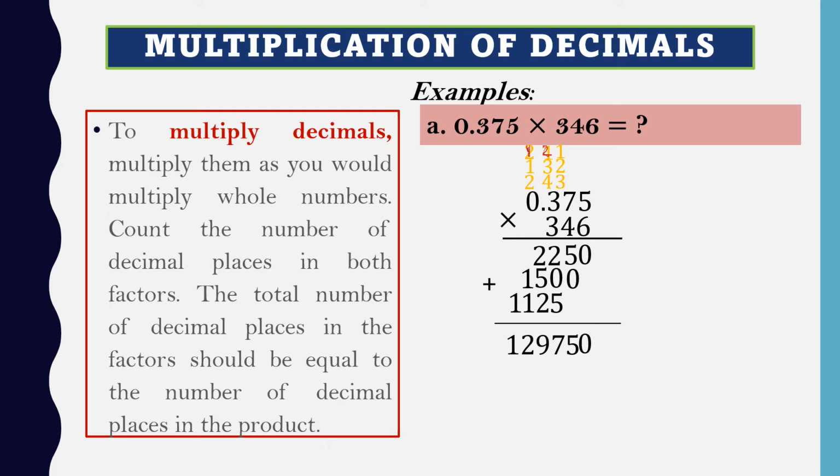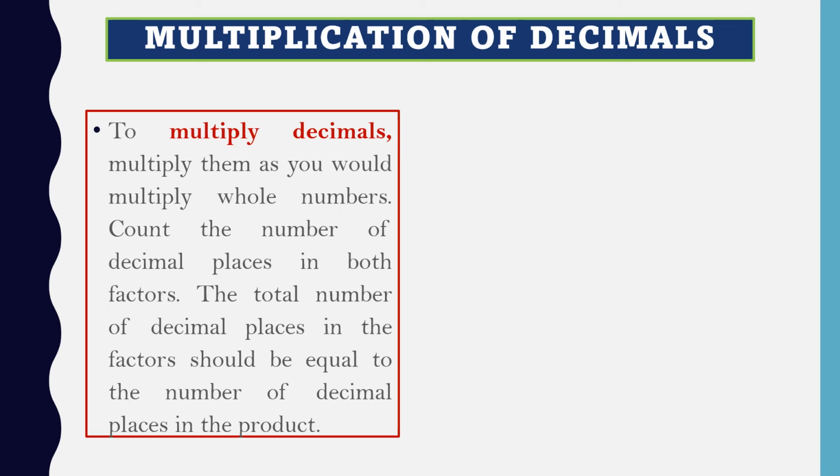Now we count the number of decimal places. So for this factor, we have 3. And for this factor, it is a whole number, so we will only consider the 3 decimal places. There are 3 decimal places, so it means that if the decimal point is here, we will move 3 places to the left. Okay, so the final answer is 129.750.